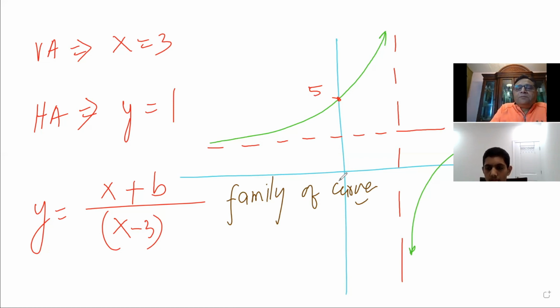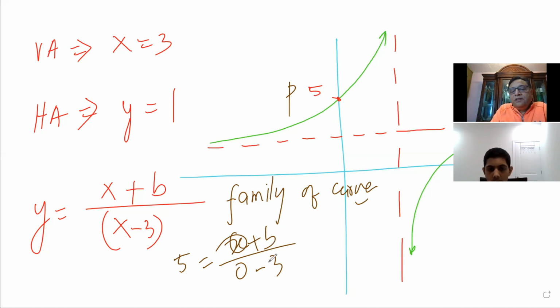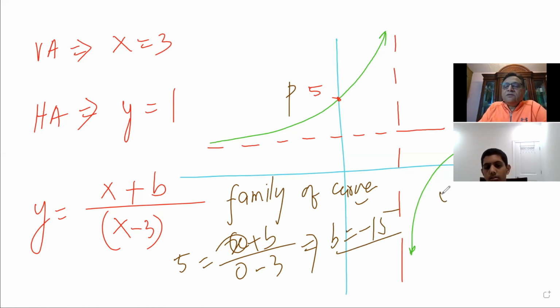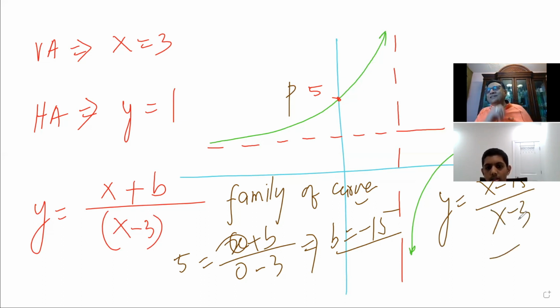However, if I define a point P, which is the y-intercept in this case at 5, now I know that the point (0, 5) exists. So what will I do? I'll put 5 here, and then x plus b over x minus 3, with x as 0. So 0 plus b over 0 minus 3, and I can find that the value of b is minus 15, correct? That becomes a specific equation, and now I say y equals (x minus 15) over (x minus 3) is the equation of this particular graph which I've drawn there, correct?